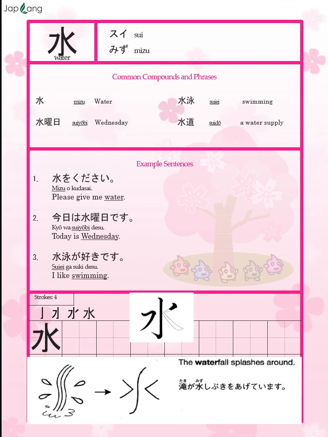Getsuka Sui, then we go for Mizu. Mizu is water in Japanese, and Sui is the Chinese reading. So a waterfall splashes all around, right? Mizu kudasai, please give me water. Suiyobi is Wednesday. Suiei, swimming, and a water supply can be Suido.